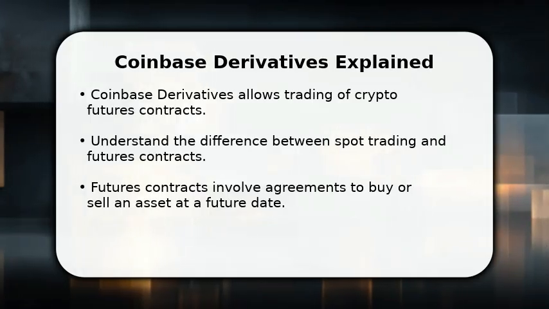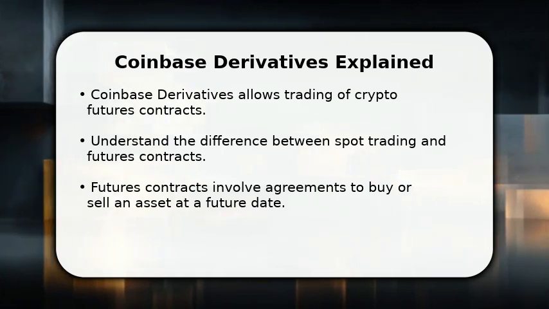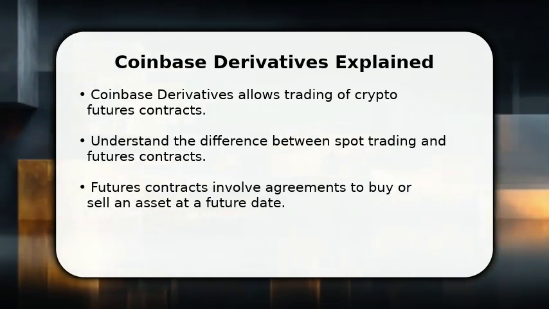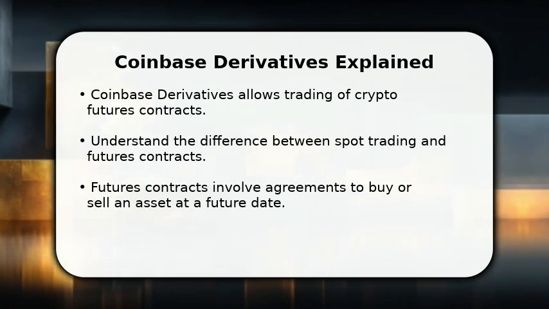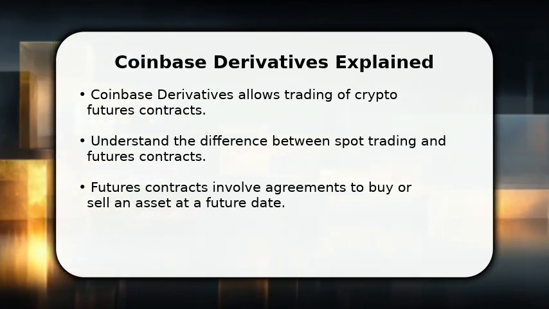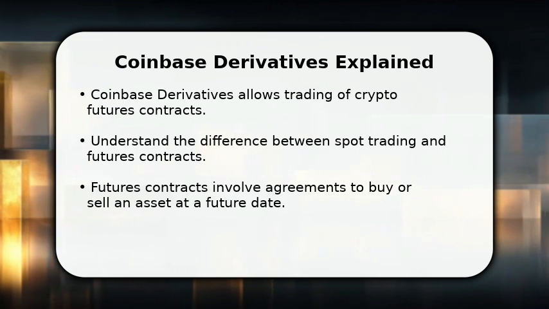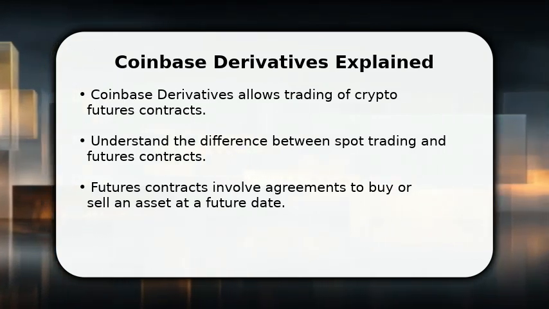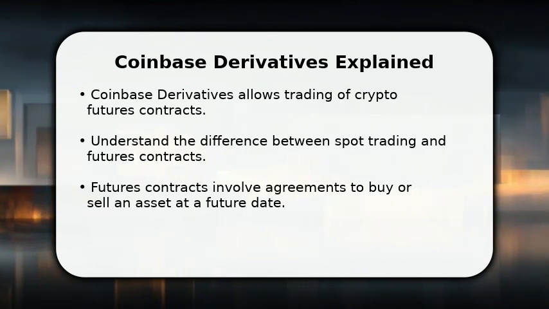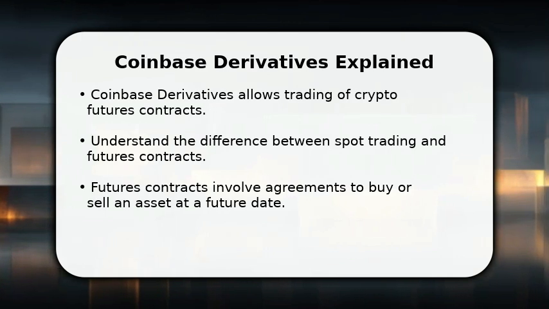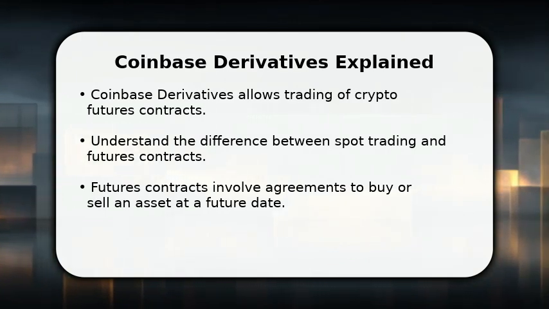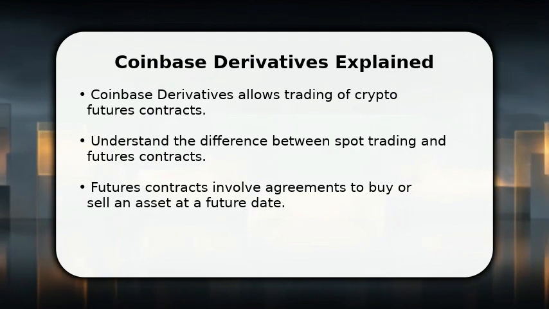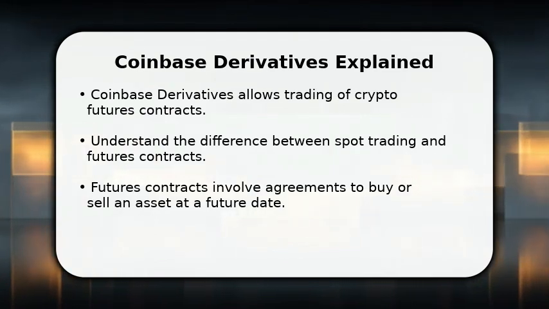In this video, I will explain how to use Coinbase derivatives. First, you need to understand that derivatives trading is different from simply buying and selling crypto. It involves contracts that derive their value from an underlying asset like Bitcoin or Ethereum. These contracts allow you to speculate on future price movements without owning the actual cryptocurrency. We'll cover the basics to get you started safely and effectively.